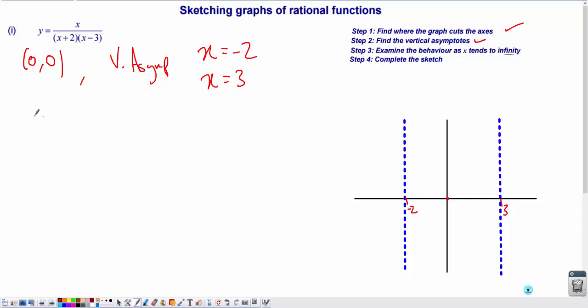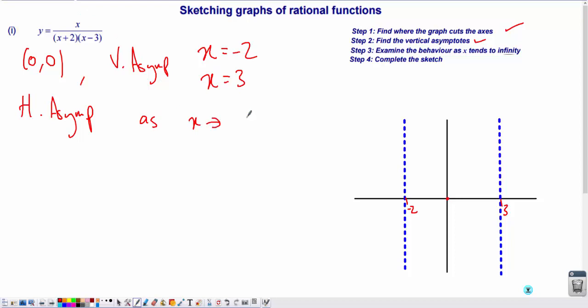I'm going to do my horizontal asymptote now. Of course, when doing these in an exam, annotate what you're doing. Just make it clear what you're working out, just to make your life easier in the exam. So here I probably should have written intersection point as well. The horizontal asymptote is essentially about what happens as x tends to infinity, positive or negative.